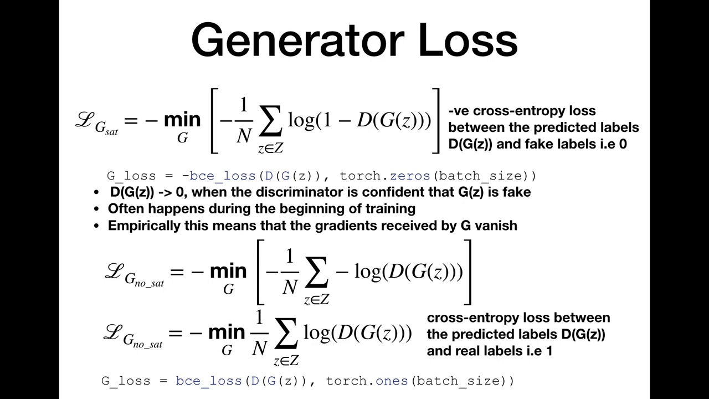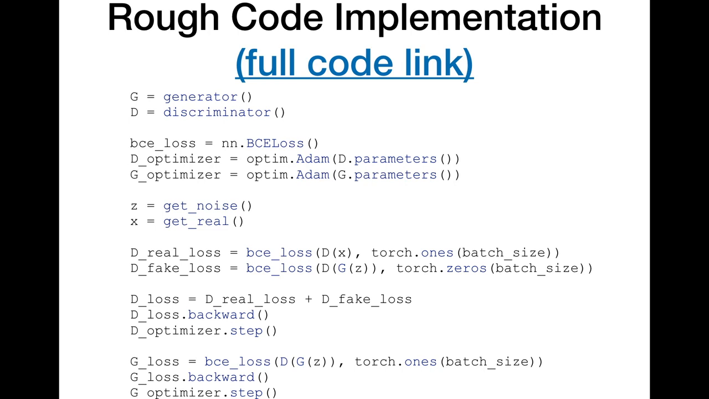Now, let's take a look at the overall code setup for our GAN training. First, we define our generator and then we define our discriminator. The loss function that we're going to be using throughout is a binary cross entropy loss. We have two separate optimizers, one for the discriminator and one for the generator. First, we draw a sample of the random z vectors. Next, we get a set of x's from our training dataset.